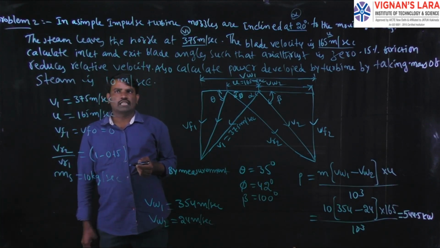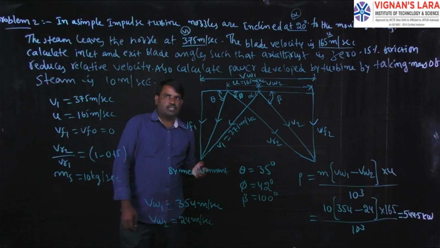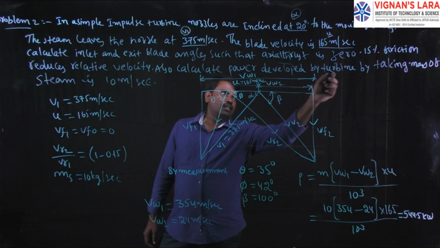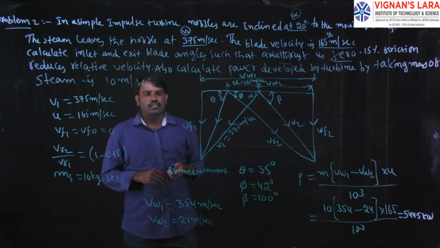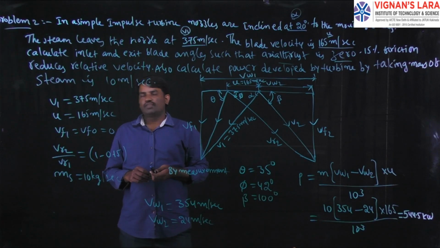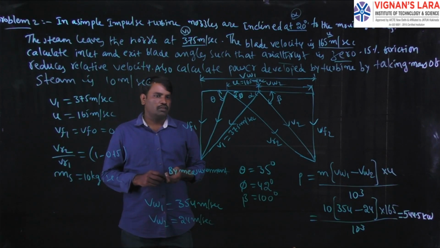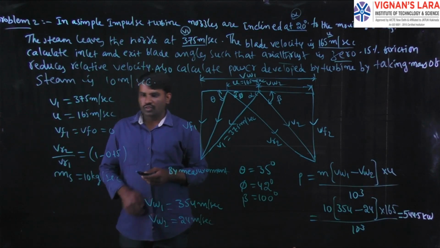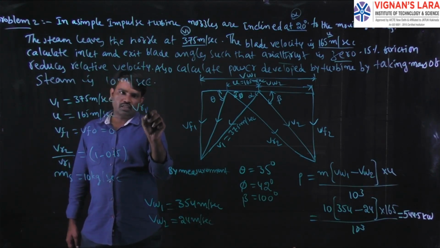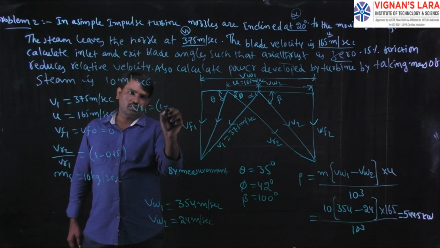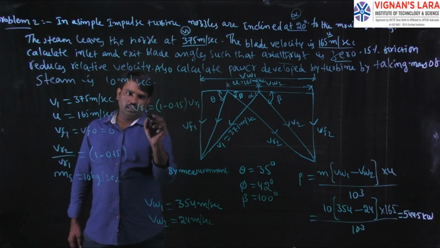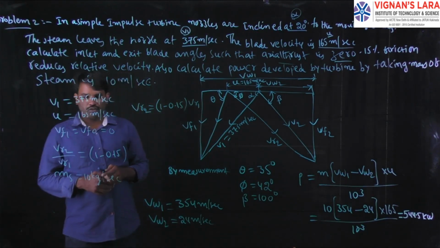Calculate the relative velocity at exit. How do we calculate that relative velocity? We have to calculate the inlet and exit blade angles such that the axial thrust is 0, and 15% friction reduces the relative velocity. So the relative velocity at inlet is VR1, and the relative velocity at exit is (1 minus 0.15) times VR1.